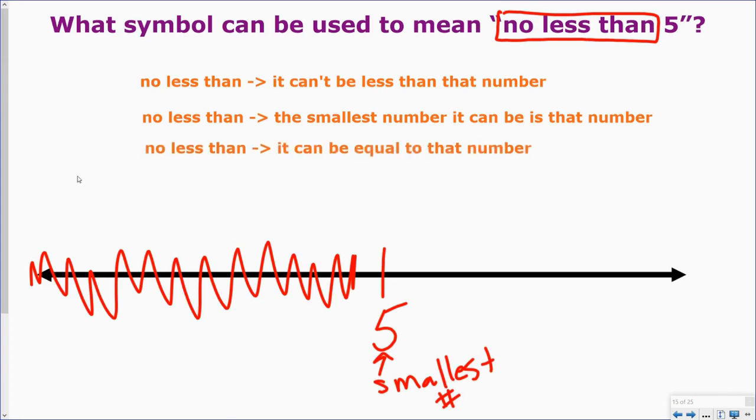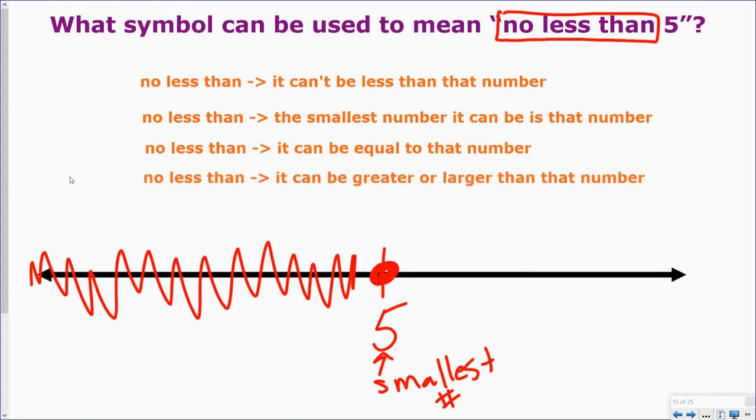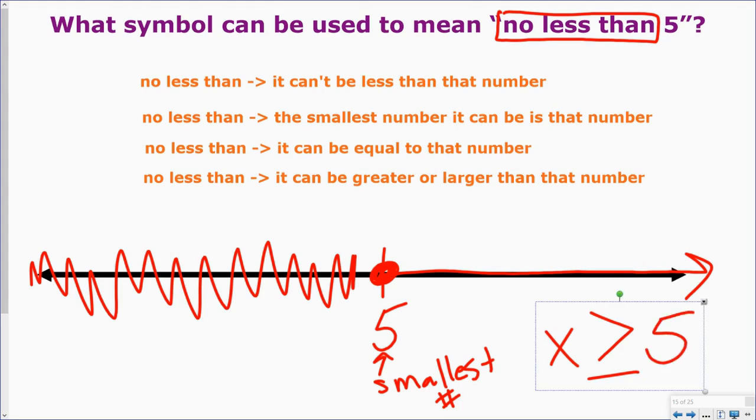No less than, it can be equal to that number. So again, I can put my dot here to show that it's equal to that number. And no less than, it can be greater or larger than that number. So my arrow would go this direction. So then my inequality would be x is greater than or equal to 5.